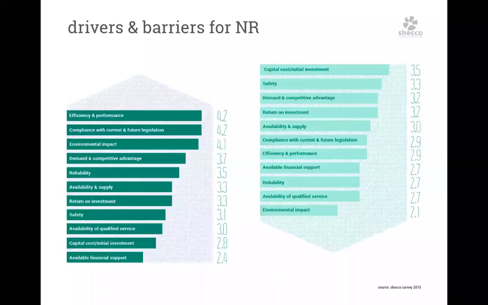We were asking about the barriers and the drivers for the uptake of natural refrigerants. So on the good side, on the pro side, why use them? Efficiency and performance is the highest ranked factor, at the same level as compliance with current and future legislation, and the environmental impacts. We're talking about direct and indirect emissions. On the downside, why people hesitate to use them right now, we see the capital cost playing a big role. So we're talking about higher initial costs as compared to more established, often F-gas-based solutions. This is a top reason to hesitate for their use.